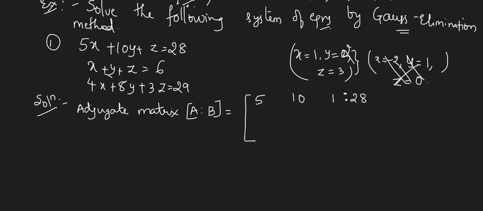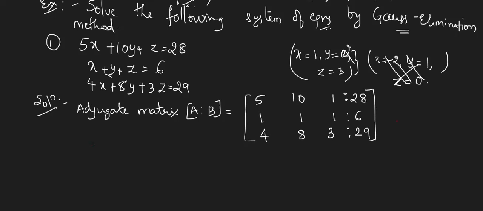First equation done. Second row is from the second equation. Tell me: 1, 1, 1, equals 6. Third one: 4, 8, 3, equals 29. Yes, this is done.